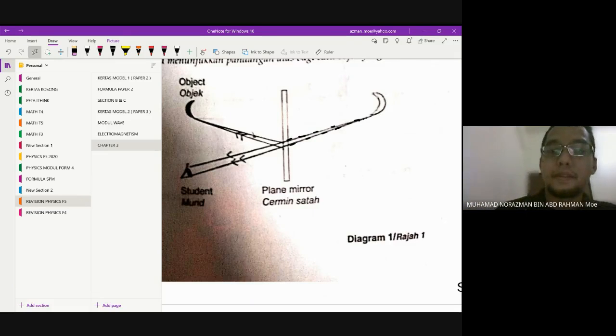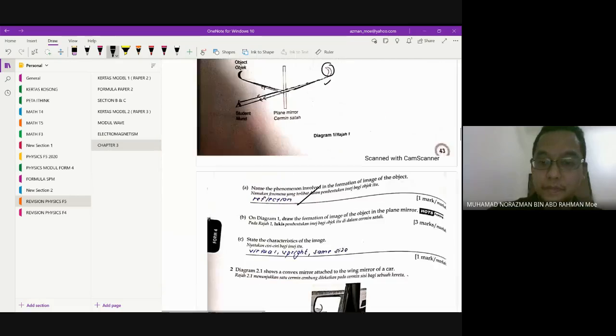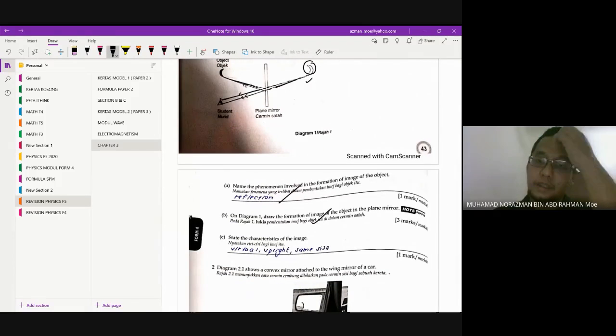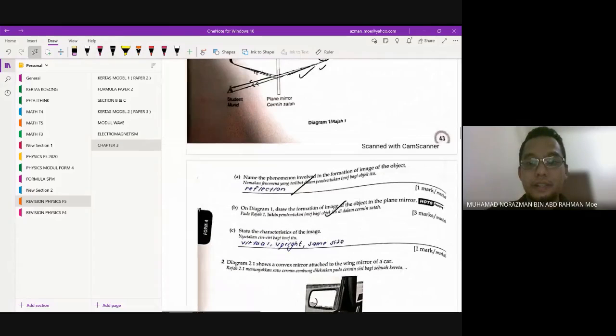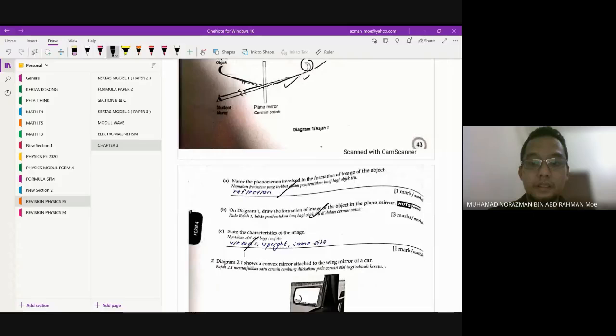Okay lah ni. Saya rasa ni 1, 2, 3. And draw image, dia suruh draw image. Draw formation of image. Okay. So make sure you draw line and also image. Okay. State the characteristic of the image. Virtual, upright, same size. Okay.